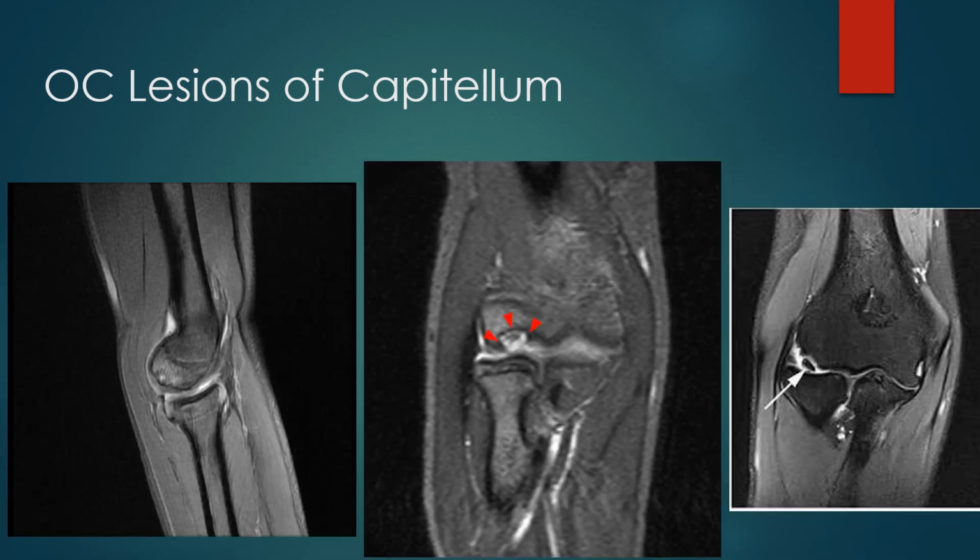Fluid that has completely encapsulated the OC lesion of the capitellum may be indicative of an unstable lesion. Look at how in each image there's a clear ring of fluid surrounding the lesion. Again, we can see it in the red arrowheads, and even in the white arrowhead all the way on the right.